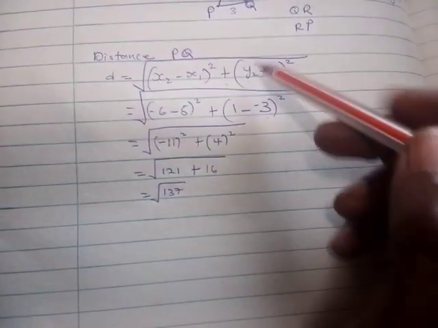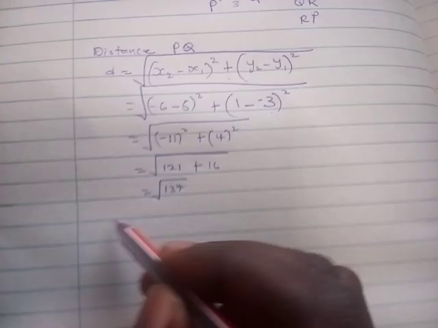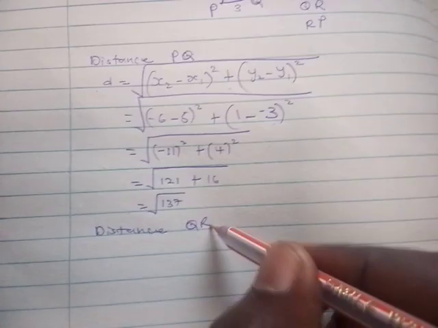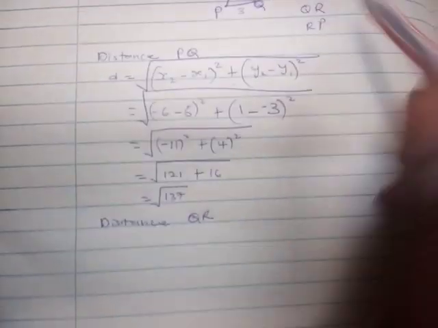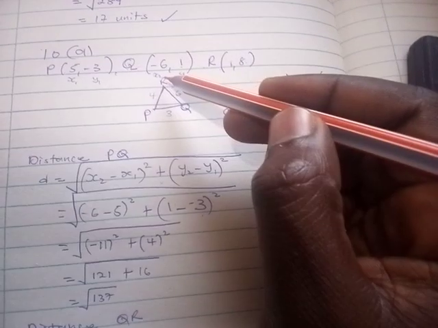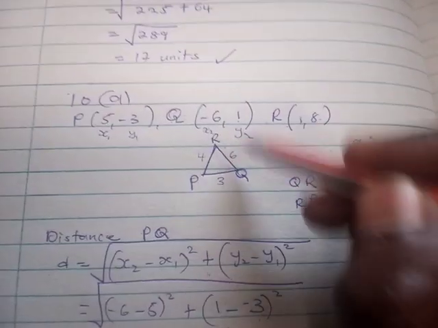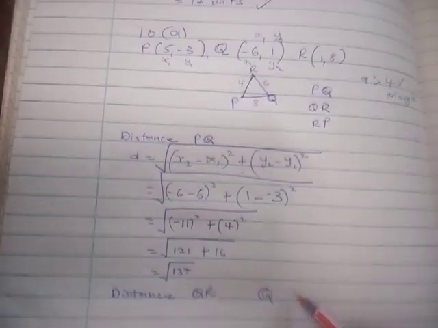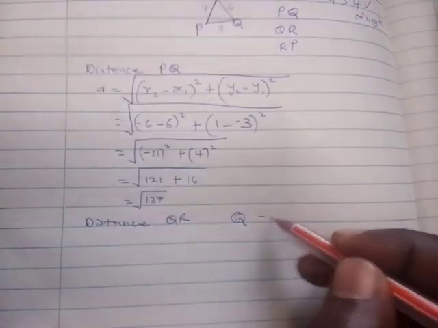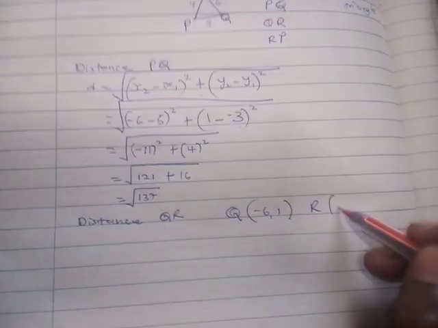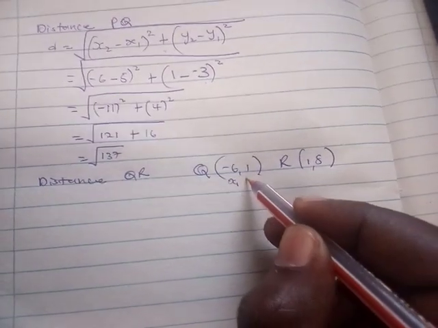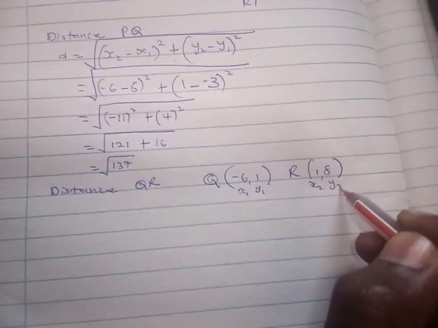Next we have to get the distance QR. We still have Q, we have R. This one can become our x1, y1. Let me write the points here. Q was, they told us, negative 6, 1, then R is 1, 8. So I want the distance between these 2 points. This one can be x1, y1, x2, y2.